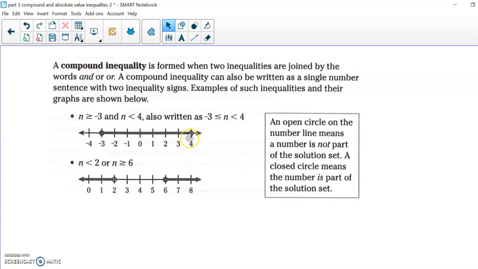If it's an and situation, that's when it's combined. It's a solid line. You can write it either with the word and, or you could write it as one inequality. You put the variable in the middle, use less than symbols. You put the lower value to the left, the higher value to the right. If it's an or situation, then it's going to be a broken line on the number line, and you write it with an or.